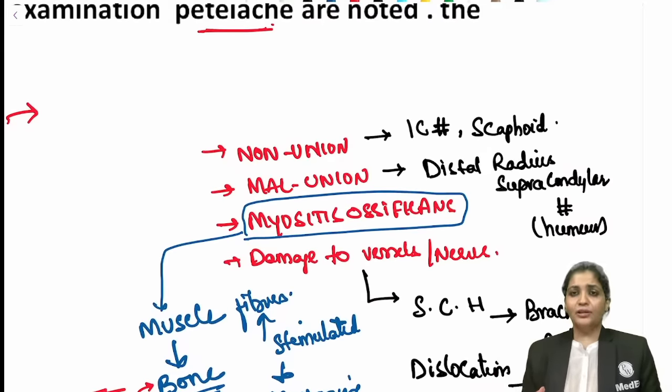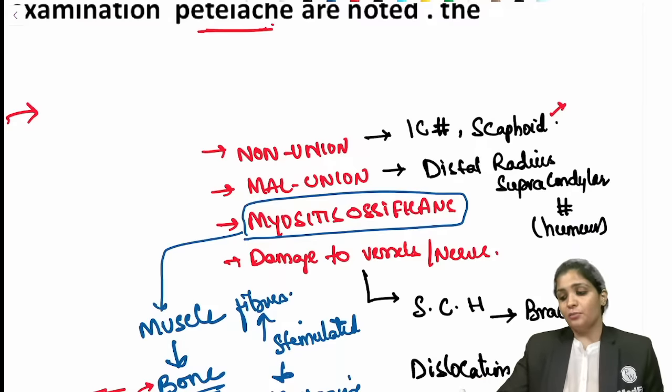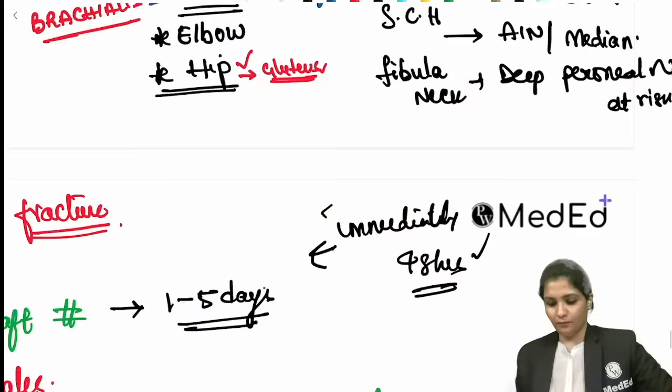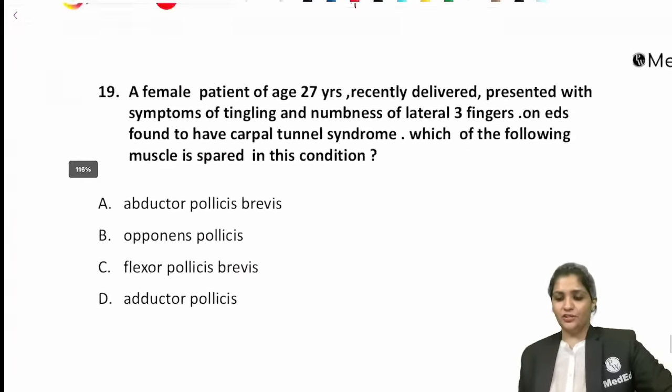So there could be non-union. Most commonly, non-unions are seen in IC fracture and scaphoid. The most common reason for scaphoid is the blood supply. Right? So this completes the topic of complications of fracture.